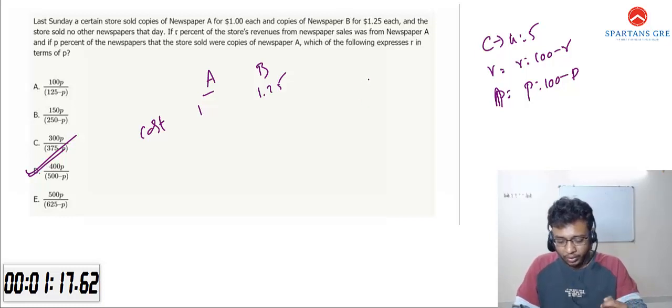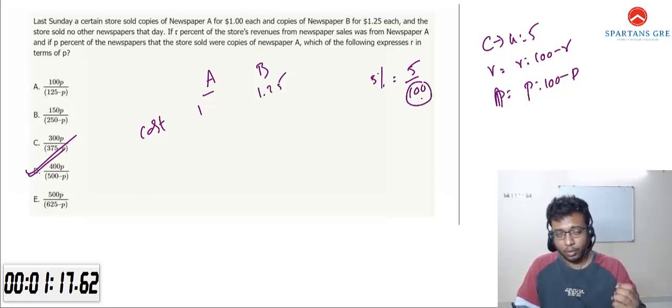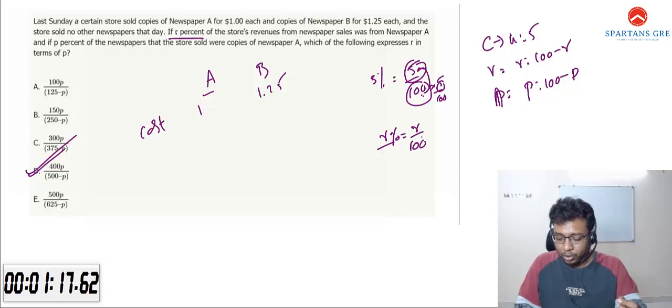You can see that. Suppose I say 5%, 5% means 5 by 100. So if you consider your actual number as 100, then 5% of your actual number will be the numerator itself, right? You can check that 5% of 100 will be 5 itself. So here it said R% of the store's revenue is from newspaper A. R% means R by 100. So if I take my store's revenue as 100, then R will be the sales revenue generated from newspaper A, right?